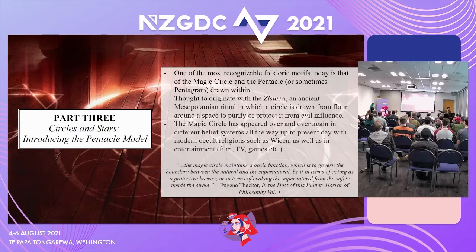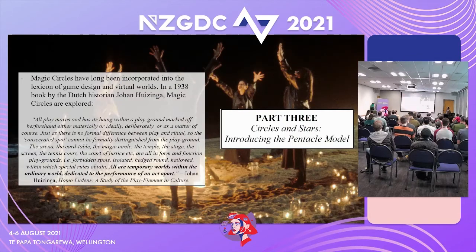So another quote here for you. The magic circle maintains a basic function, which is to govern the boundary between the natural and the supernatural, be it in terms of acting as a protective barrier or in terms of evoking the supernatural from the safety inside the circle. And that is Eugene Thacker in The Dust of This Planet, The Horror of Philosophy, Volume 1. Very dense book. Small though.